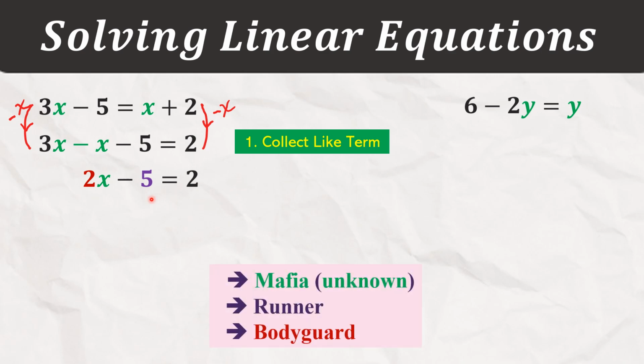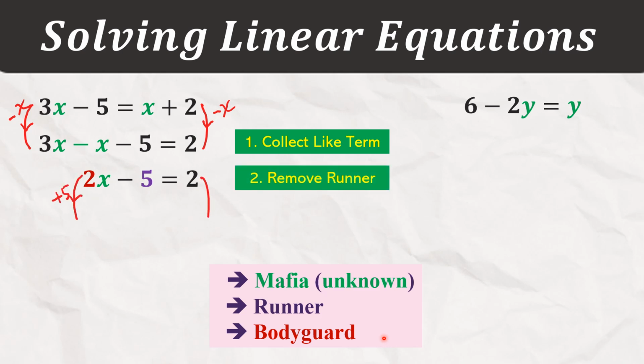Now over here, you notice that we are able to derive to this equation that we are very familiar with, as we can see from the previous two equations. I color coded it, so I know who is the mafia, who is the runner, and who is the bodyguard. So I'm going to apply what I've shared with you earlier on. I'm going to remove the runner. To remove the runner, I reverse the operation. So I add 5 to both sides. With this, I'm able to simplify till I get 2x equals to 7.